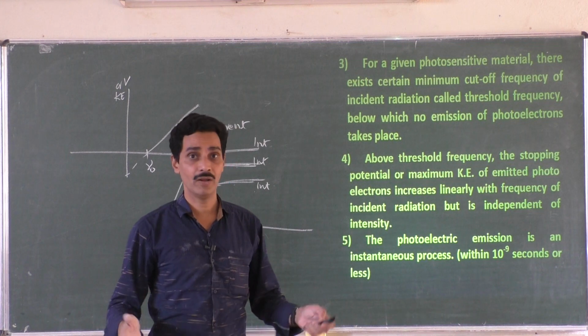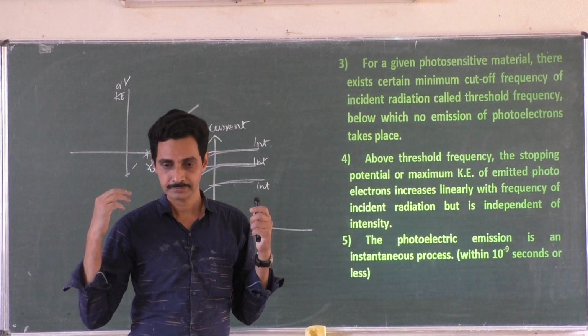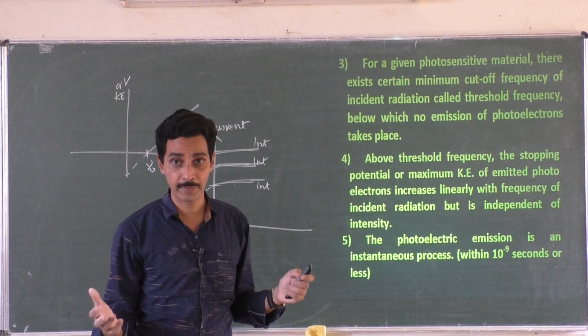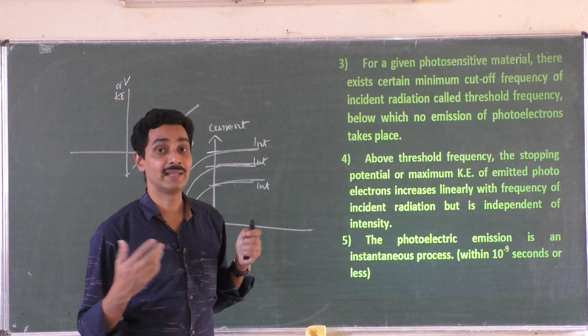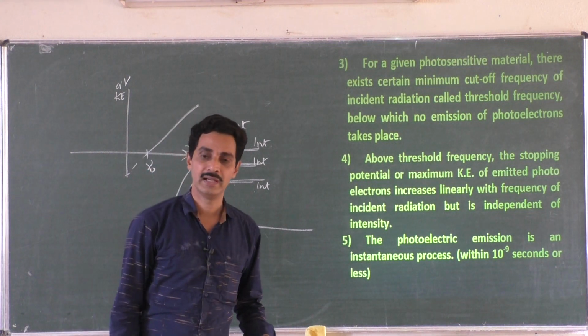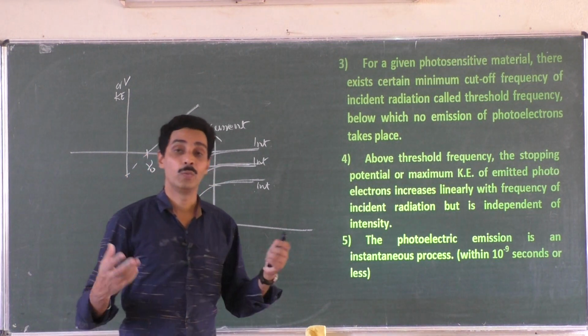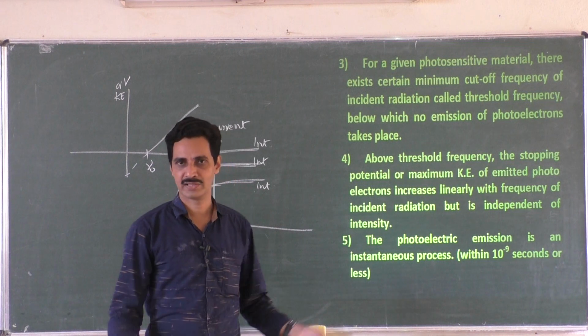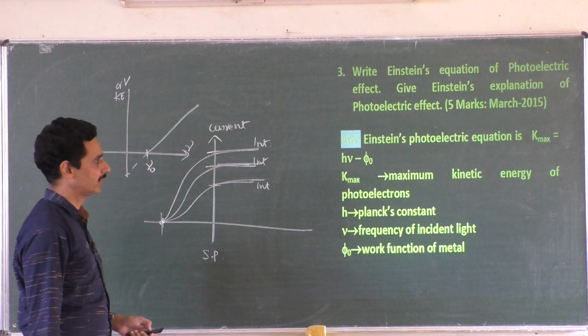What did Leonard Hallwork and Henry Church observe in the practicals? They didn't explain. They observed that these things are happening in the experiment, and they did experiments with all these things. Why is it so? The explanation is not given. Okay, that was given by Einstein.